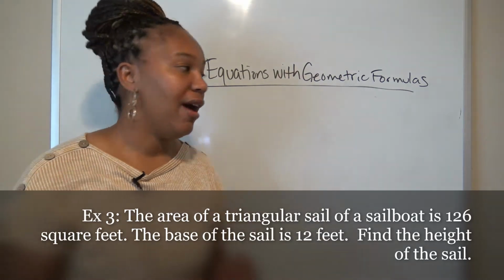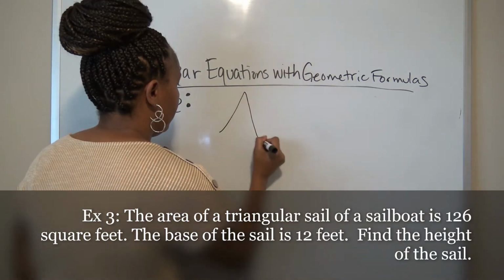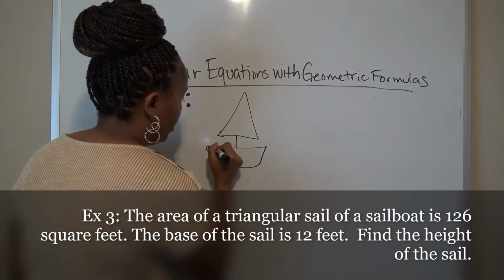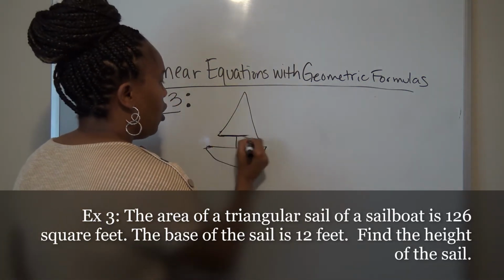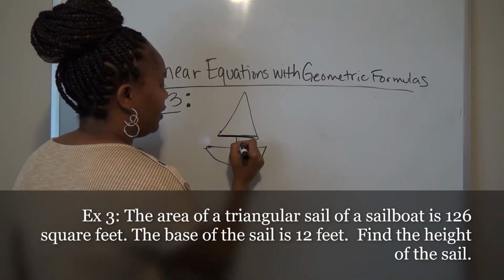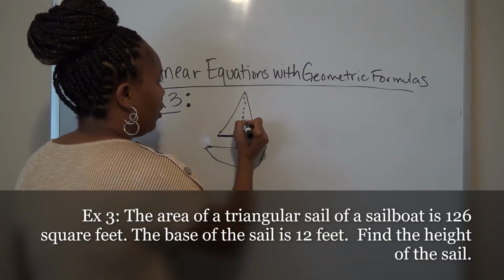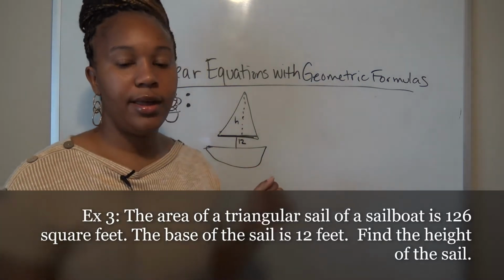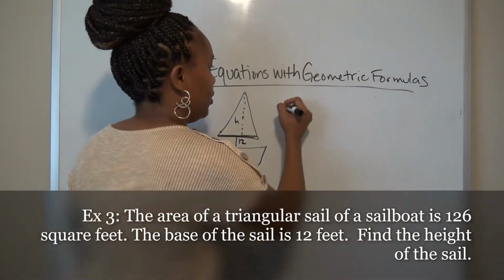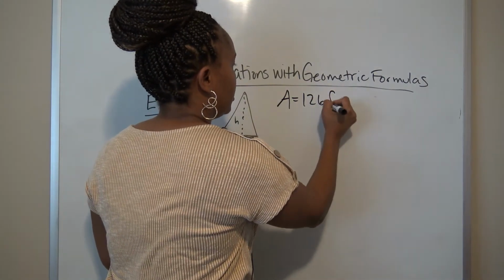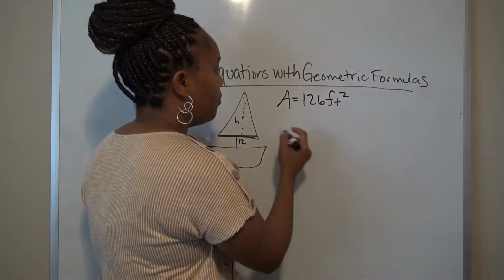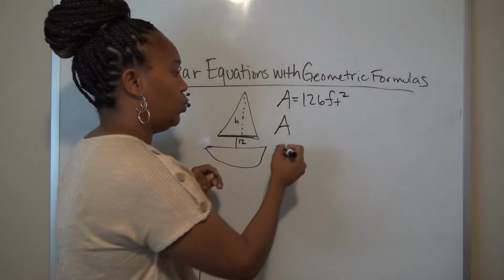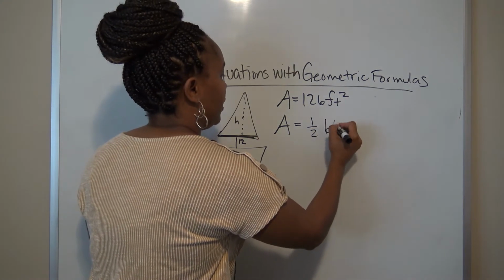So again, we have a triangular sail on the sailboat. Draw my picture. It's a sailboat. We have a triangular sail. We know that the base of it is 12 feet, and we want to know what is the height. It tells us that the area is 126 square feet. But we would need to know the formula for the area of a triangle, which is 1/2 base times height.